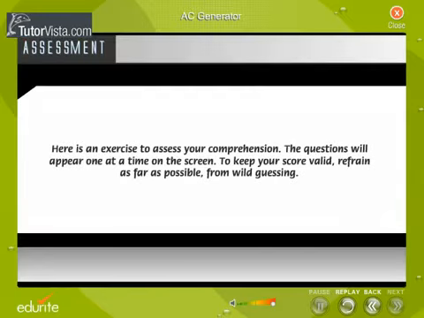Assessment. Here is an exercise to assess your comprehension. The questions will appear one at a time on the screen. To keep your score valid, refrain as far as possible from wild guessing.